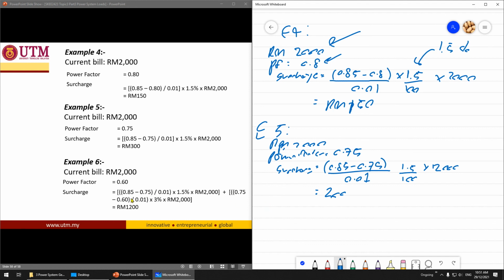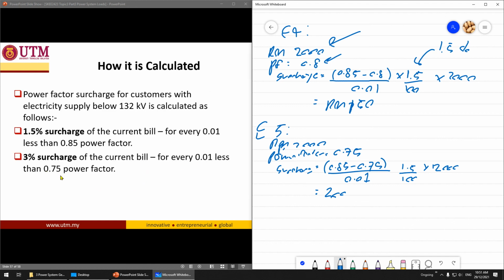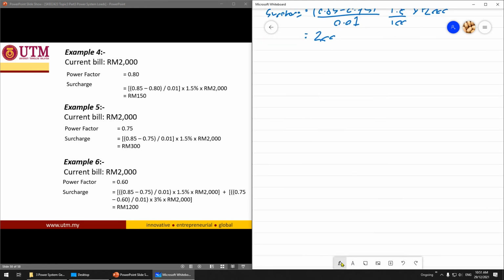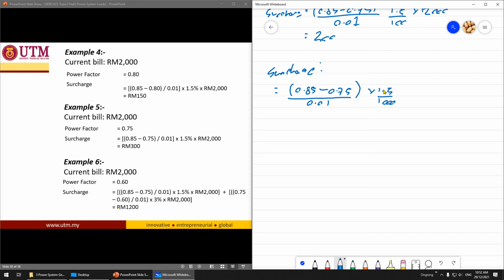And the next example is much lower. If you recall back here, if you have a power factor lower than 0.75, your surcharge is 3%. For the first 0.85 to 0.75, you only have to pay 1.5%, but for the rest you have to pay 3%. So how to calculate this? Basically you have two surcharges. The surcharge is equal to 0.85 minus 0.75, this is the first charge. For each 0.01, of course, multiplied by 1.5 divided by 100, so 1.5%. And then you have to pay the second part.